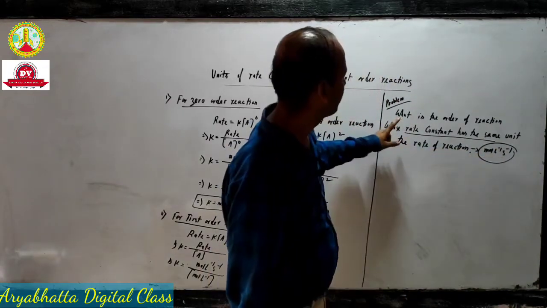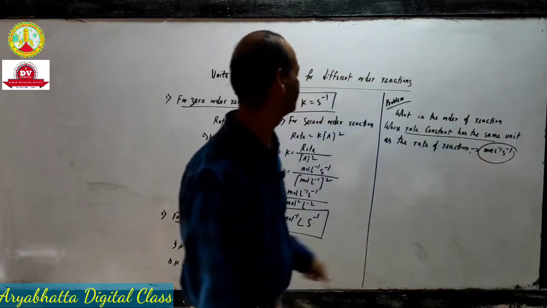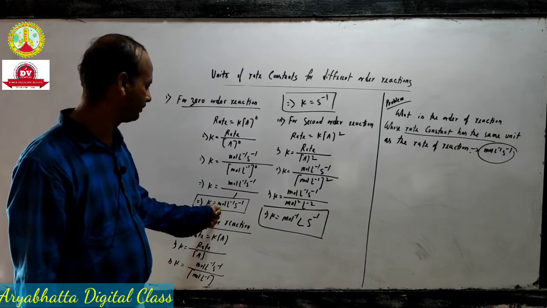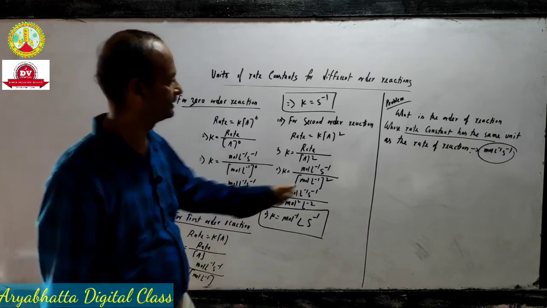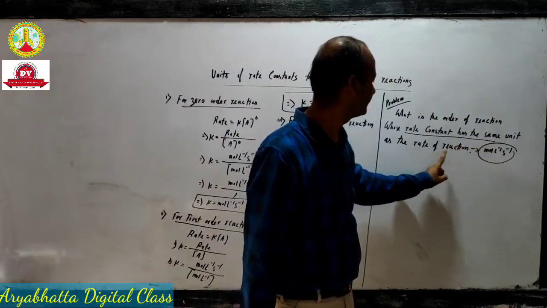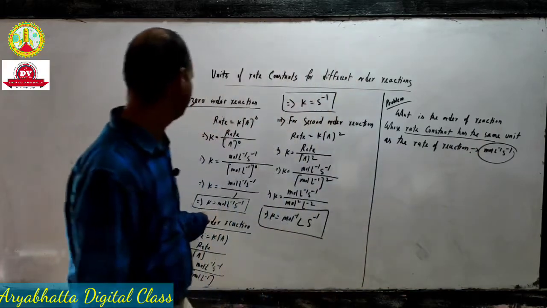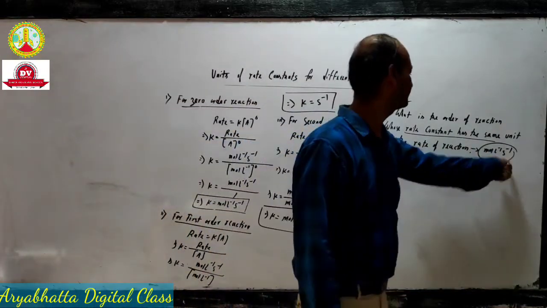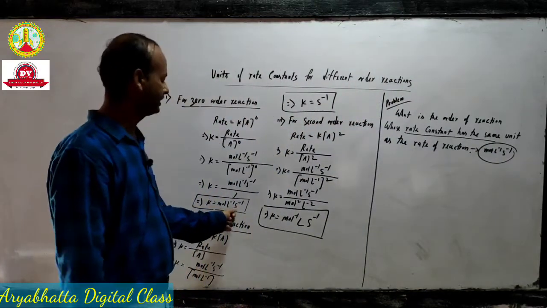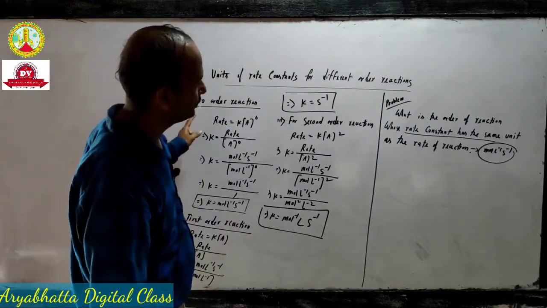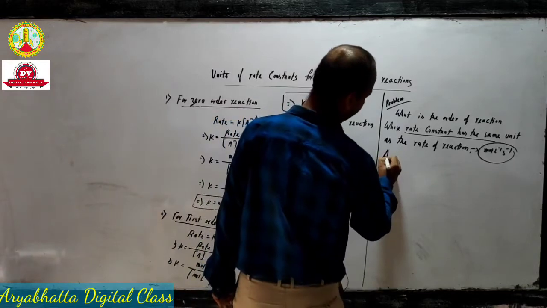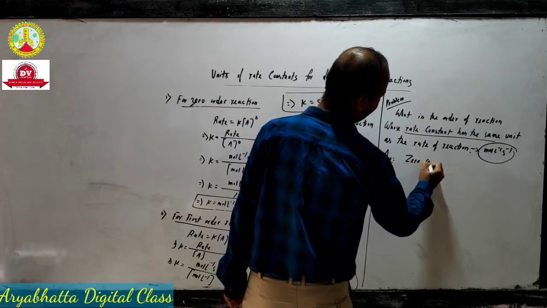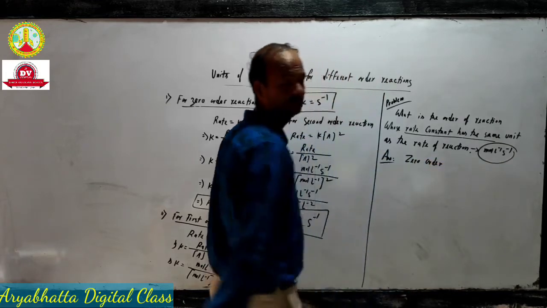Now please see this unit. Here the rate constant is mole liter inverse second inverse. Look, it is the same. This is the rate of reaction, but this is the unit of rate constant for zero order reaction. Same unit: mole liter inverse second inverse. So your answer will be zero order.